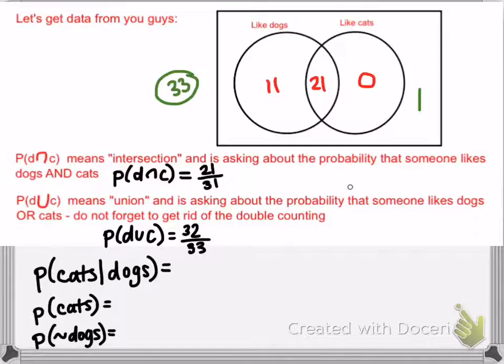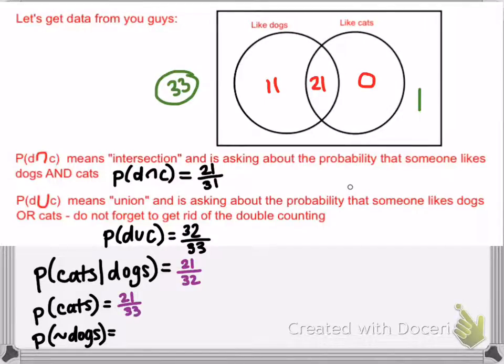All right, the probability of cats given dogs is I'm looking only at this dog circle. So I'm looking at only these 32 people. Of those 32 people, 21 of them also like cats. And so my probability is 21 over 32. Probability of cats is anybody in this whole circle. Since this is not a conditional probability, I keep my denominator of 33. And so the probability of cats is just 21 out of 33.